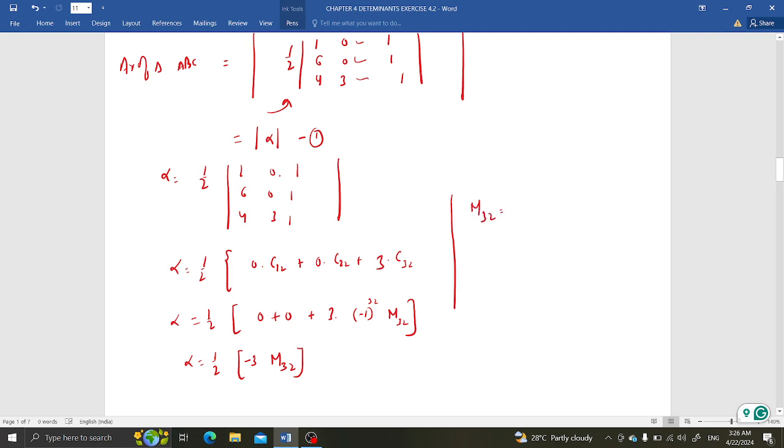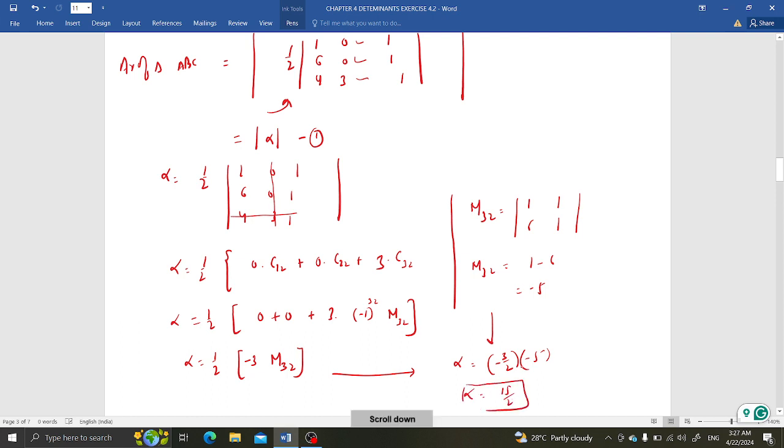Now from here we need to find M32. What is M32? We need to remove the third row and the second column. And what we get is the minor 1 1, 6 1. So M32 will be 1 minus 6, what we get is minus 5. Now alpha value will be equal to minus 3 by 2 into minus 5. So here alpha value will be equal to 15 upon 2.